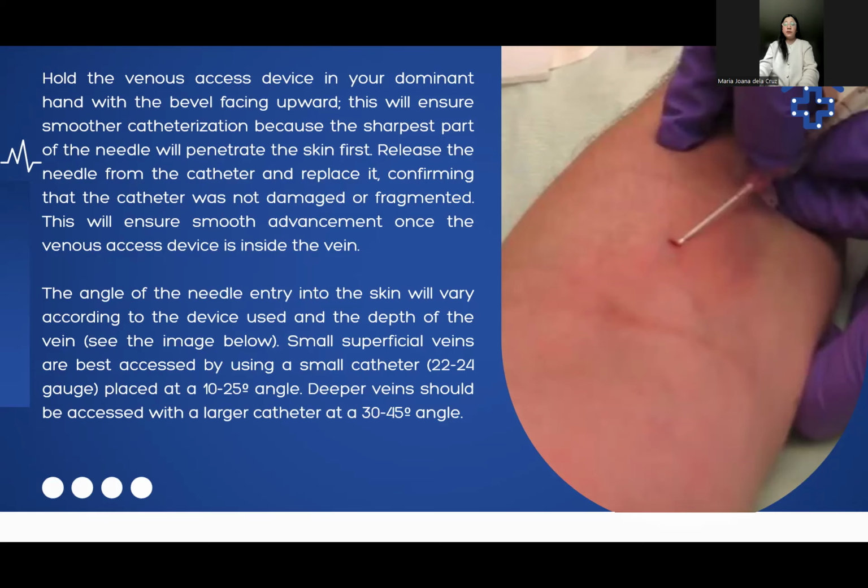As you can see from the previous video, the angle of the needle entry into the skin will vary according to the device used and the depth of the vein. We have different types of IV cannulas, so it depends on the stocks of the hospital. See the image below: small superficial veins are best accessed by using a small catheter like gauge 22 or gauge 24, placed at a 10 to 25 degree angle. Deeper veins should be accessed with a larger catheter at a 30 to 45 degree angle.